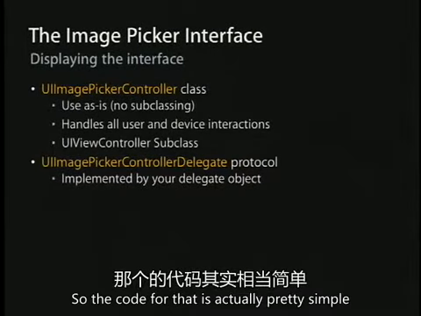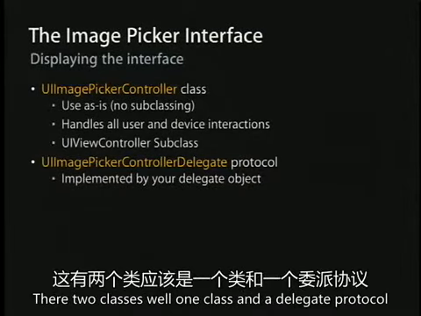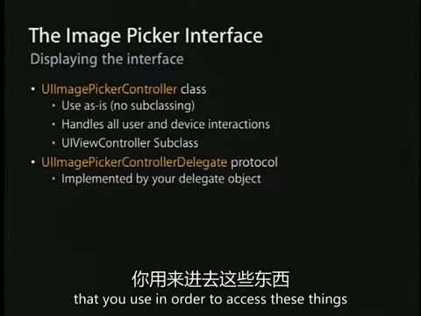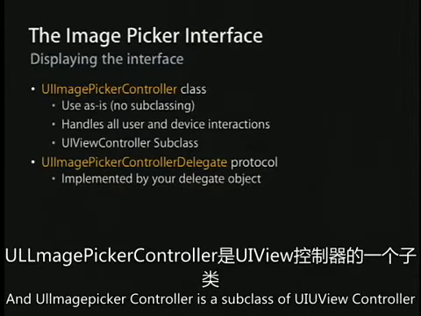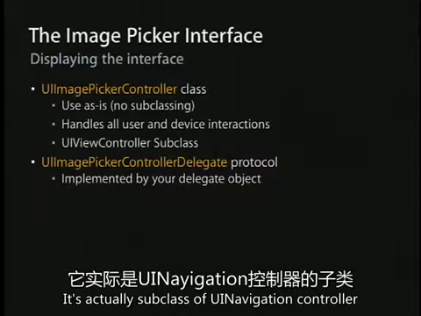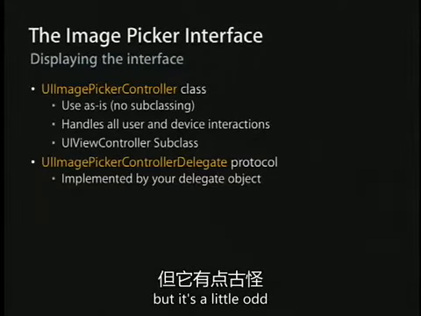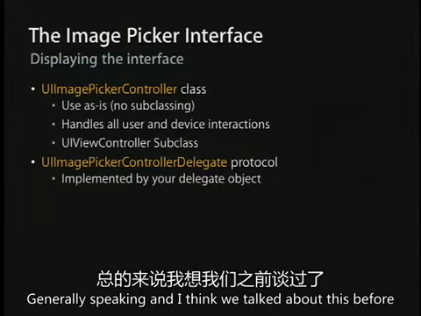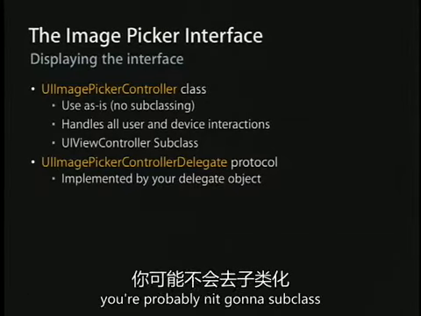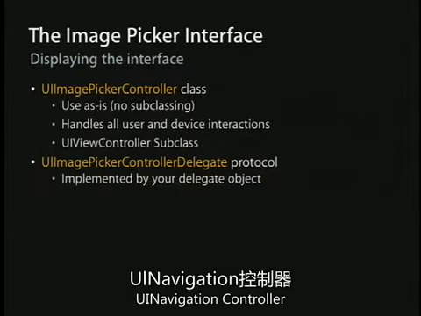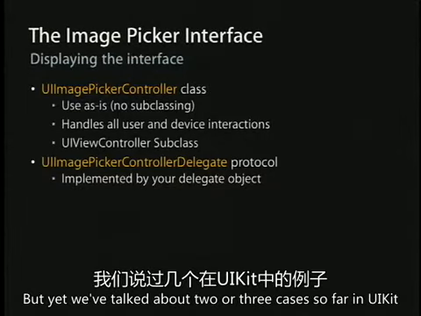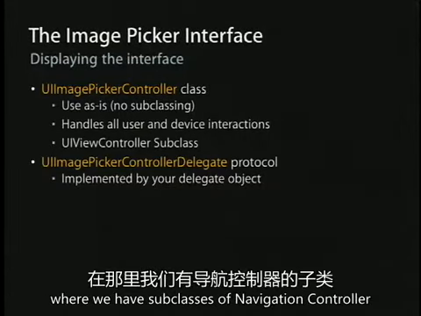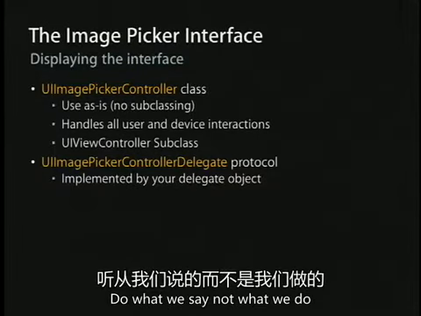So the code for that is actually pretty simple. There's two classes, well, one class and a delegate protocol that you use in order to access these things. The class is the UIImagePickerController. And UIImagePickerController is a subclass of UIViewController. It's actually a subclass of UINavigationController, but it's a little odd. Generally speaking, and I think we talked about this before, when you're writing your own code, you're probably not going to subclass UINavigationController. It's not something you need to do very often. But yet we've talked about 2 or 3 cases so far in UIKit where we have subclasses of Navigation Controller.